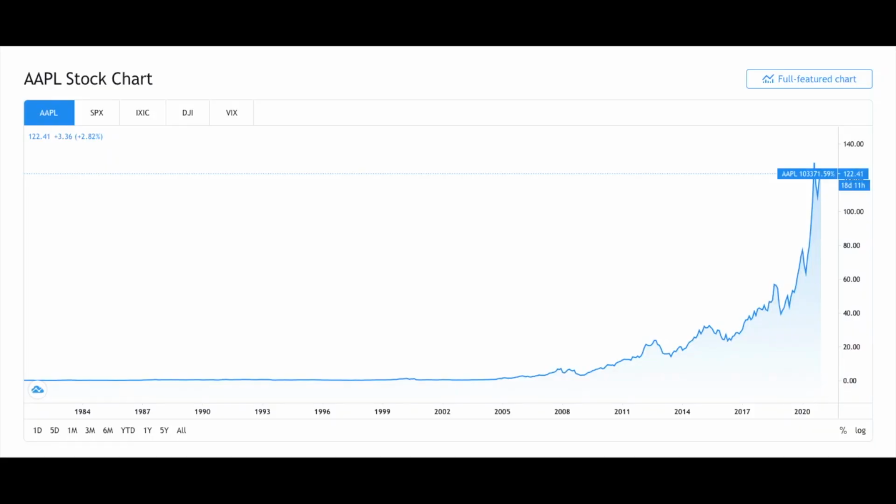Now, after all of the quantitative analysis, I then look at the qualitative analysis. In terms of management, ever since Tim Cook took over as Apple's CEO in August 2011, Apple's valuation has more than tenfolded, from $11 per share to over $122 per share.